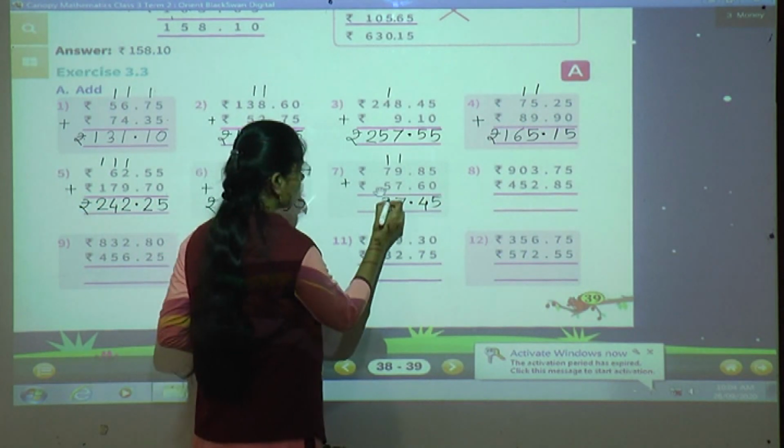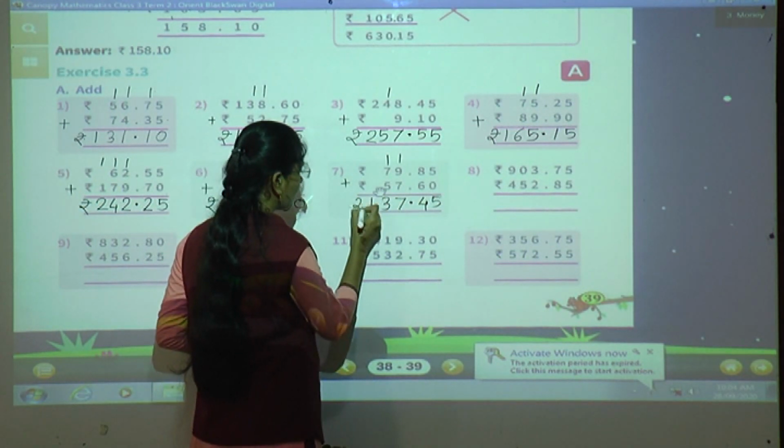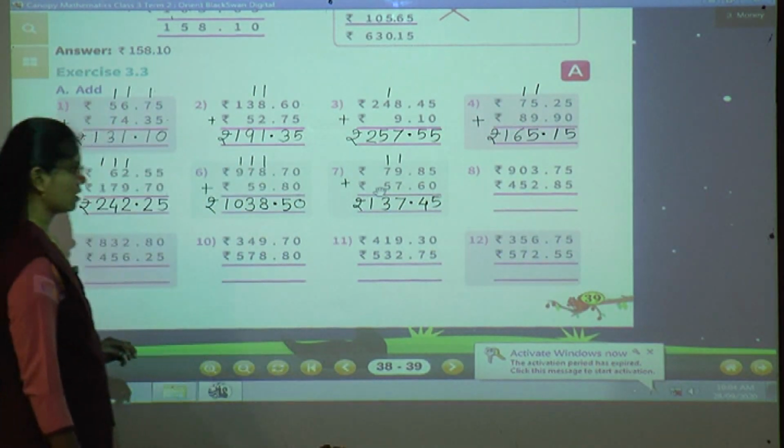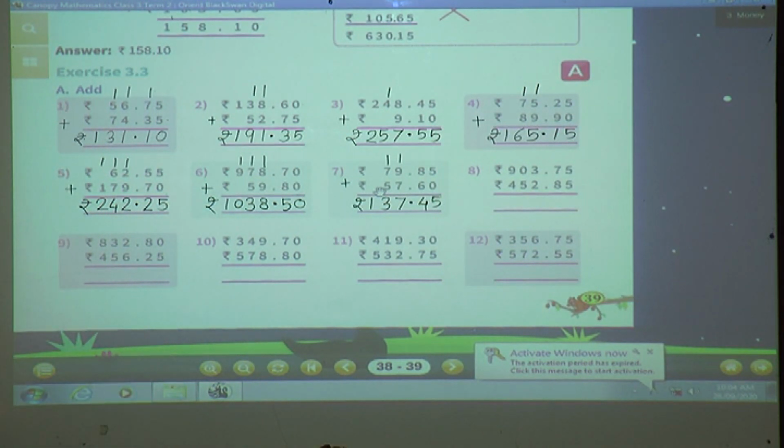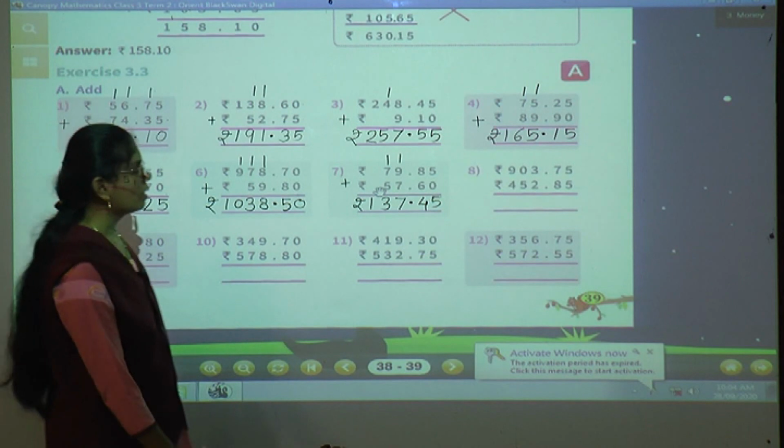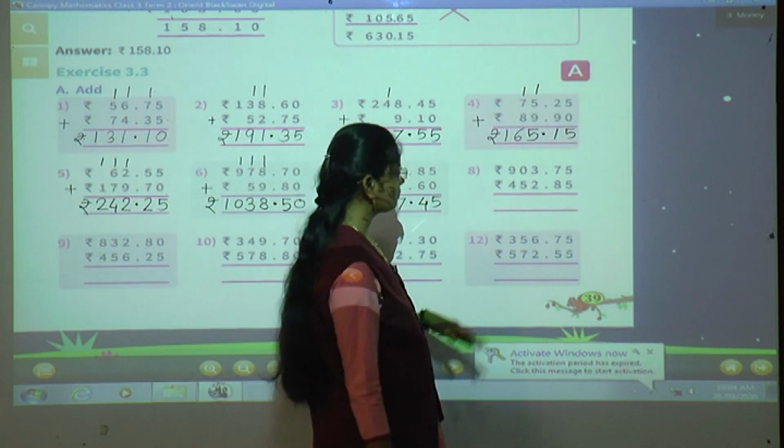13. Okay, so we'll write here 13 and you have to give a symbol of rupees. So what is the answer? Read the answer. Rupees 137 and 45 paise. Or else you can read in this way also, rupees 137.45. Okay, clear how to do? Okay, now we'll move to the next example.